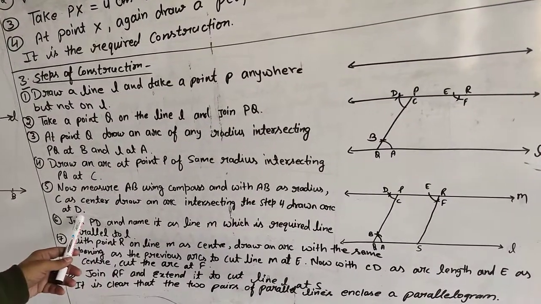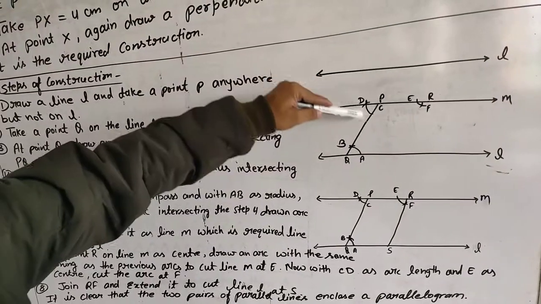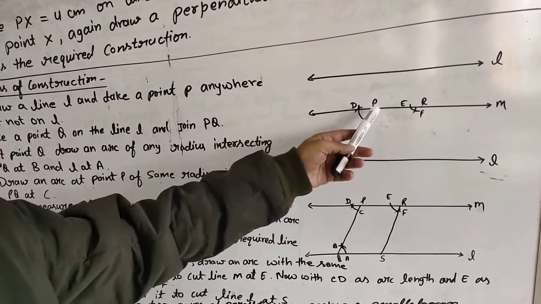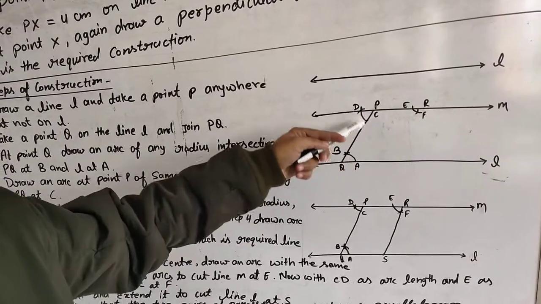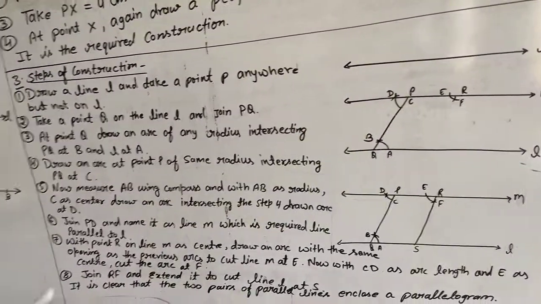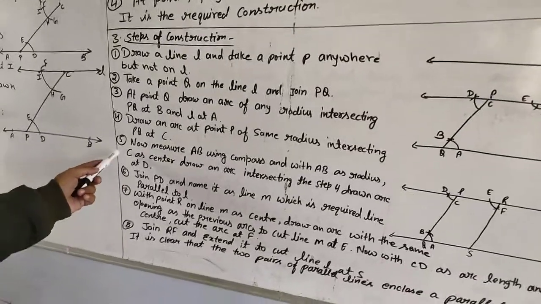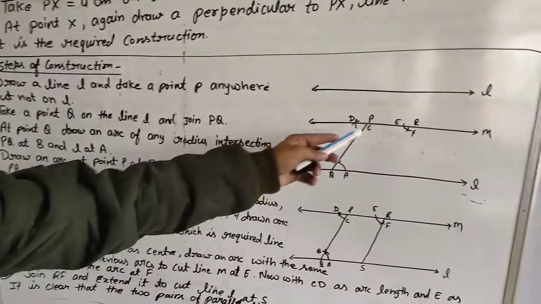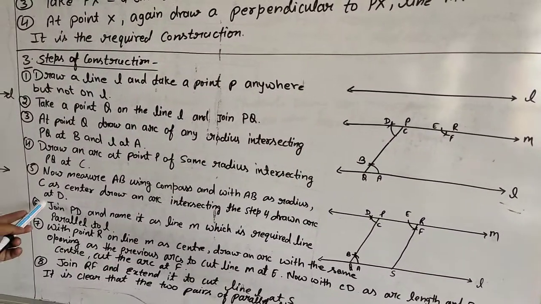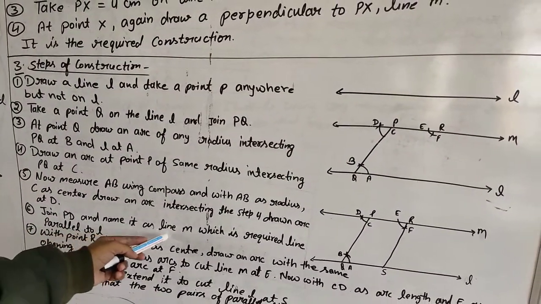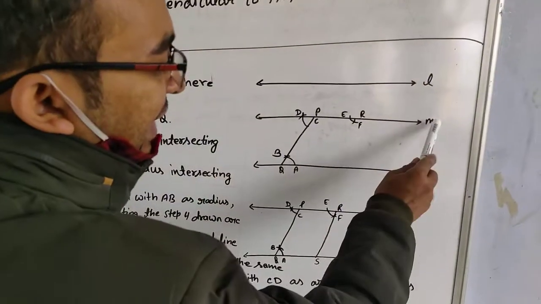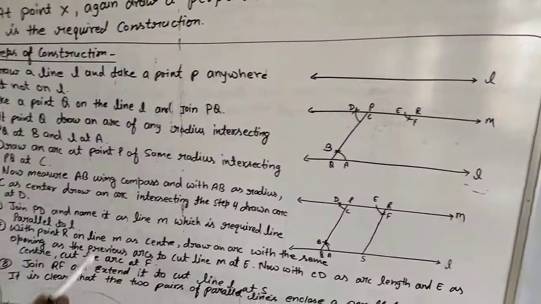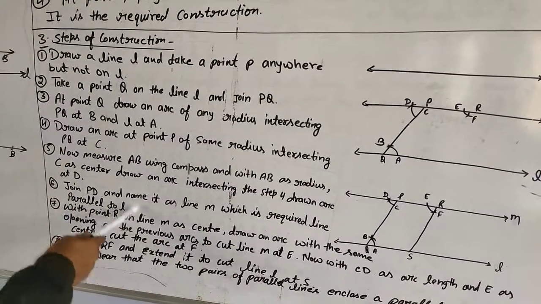Draw an arc at D with the same radius AB from the center C. Join PD and name it line M. When we draw this, lines L and M are parallel, which is the required line parallel to L.